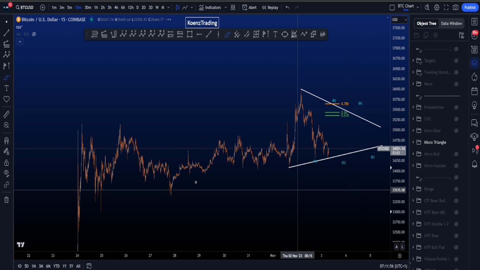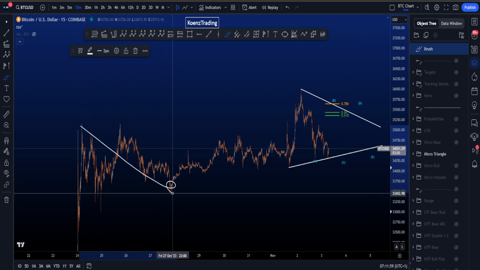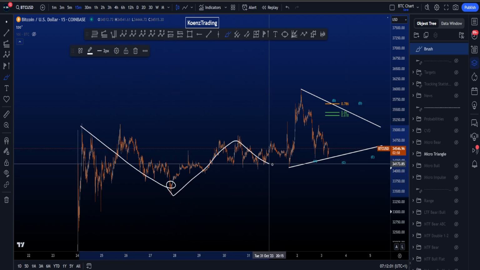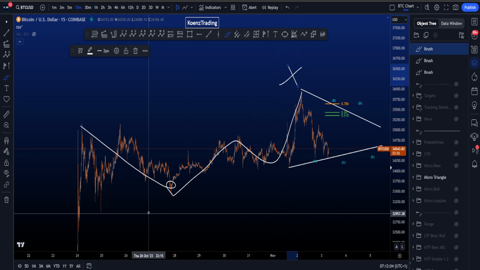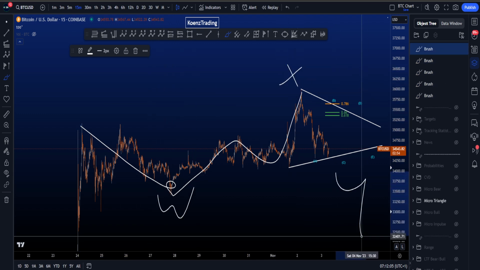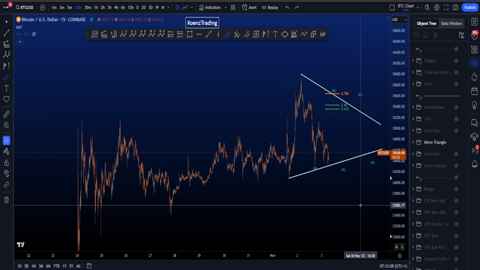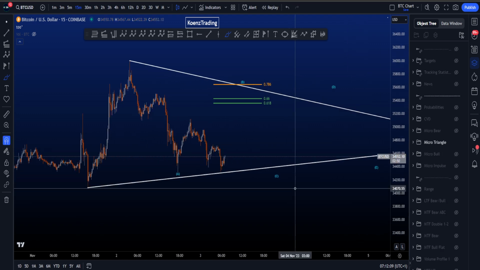This triangle would then fit in a W flat, then you have a zigzag structure in a wave X, so we have a W, X, and then wave Y is a triangle scenario. So that is the way this triangle fits in the overall structure of this bigger range.